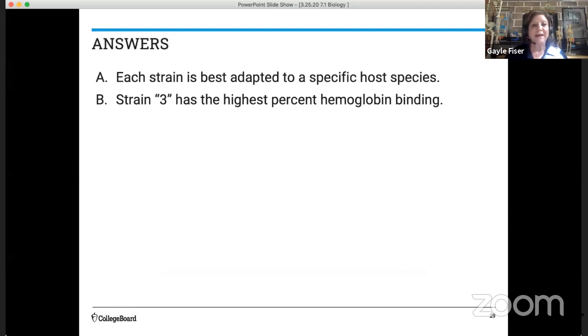Okay, so your answer A should be similar to: each strain is best adapted to a specific host species. And then B: strain 3 has the highest percent hemoglobin binding. Pretty easy, I think. Describe is going to be one of those that you need not leave behind, because all you need to do is talk about the characteristics of what you're seeing.